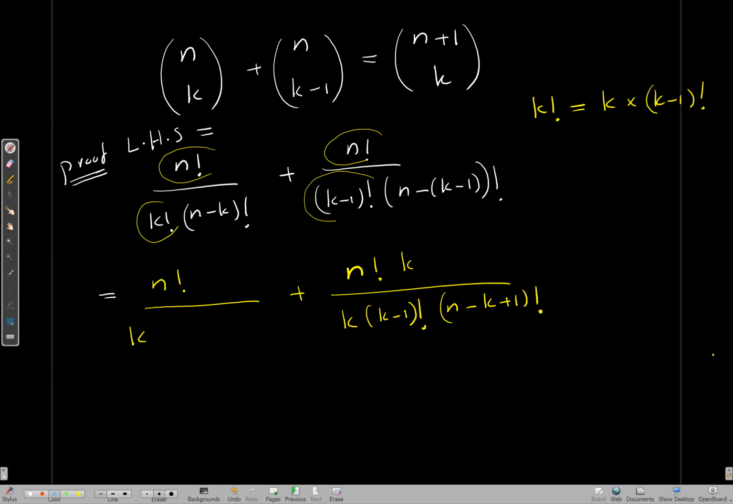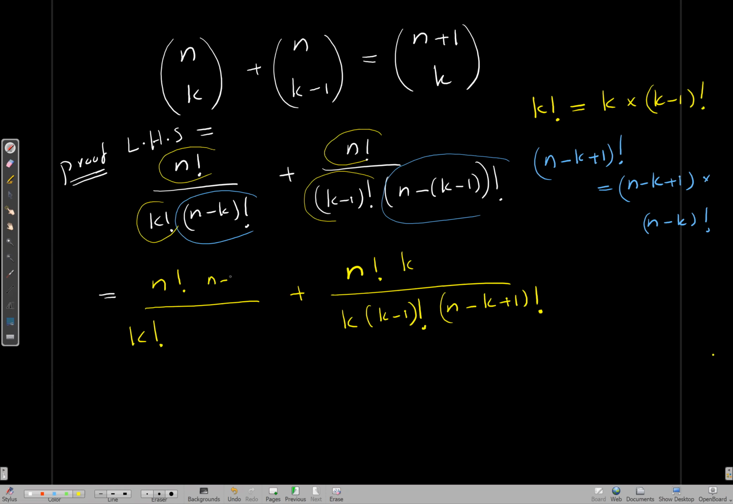Now for the next two terms, we can do the same thing. Here we have n minus k plus 1 times factorial n minus k. So I'm going to do the same trick over here, multiplying by n minus k plus 1, both numerator and denominator.